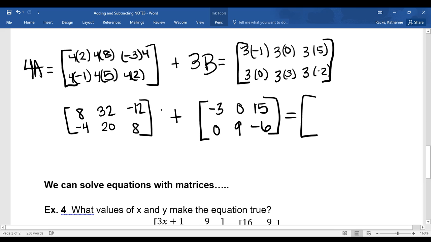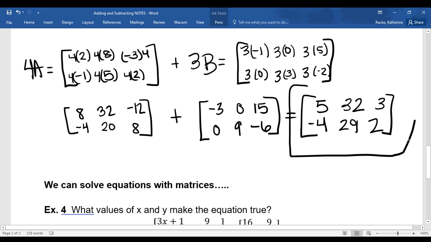Okay, so I'm going to do 8 plus a negative 3 to give me 5. 32 plus 0 gives me 32. Negative 12 plus 15 gives me 3. Negative 4 plus 0 gives me negative 4. 20 plus 9 gives me 29. 8 plus a negative 6 is going to give me a positive 2. Okay, so this would be your final matrix answer.